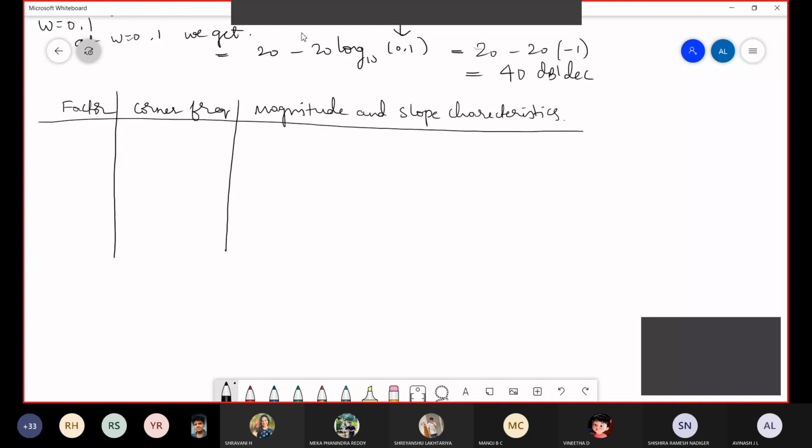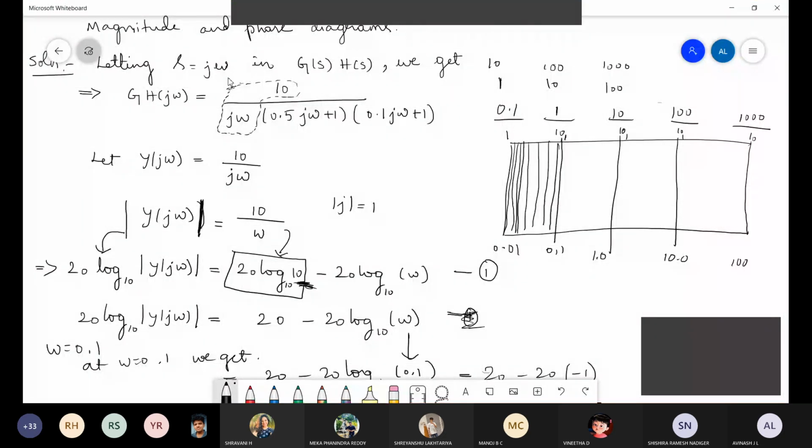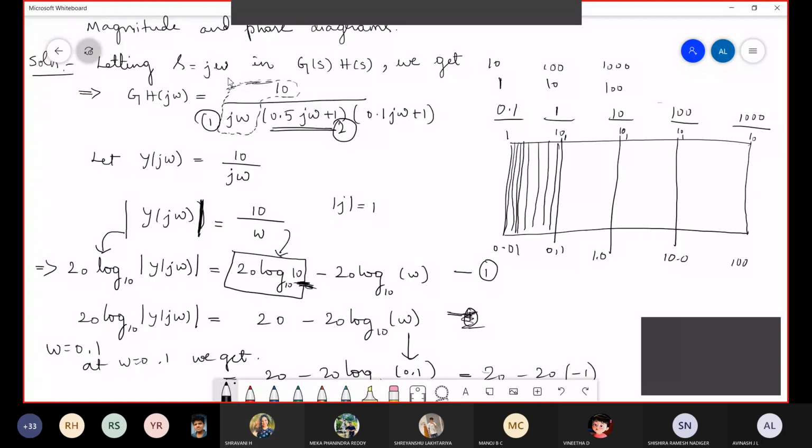So we consider Y of j omega as 10 divided by j omega. Whatever content is in dotted form, that is the first factor. This is the first factor, this is the second factor, and this is the third factor. The first factor is 10 divided by j omega. The second factor is 1 divided by 0.5 j omega plus 1. The third factor is 1 divided by 0.1 j omega plus 1. So these are the three factors we need to consider.